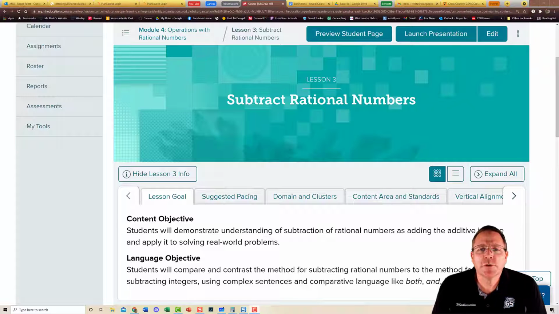Chapter 4, Section 3 is subtracting rational numbers, and I think you're going to find this lesson is very, very similar to the last lesson we did where we're adding rational numbers. Probably virtually identical, only there's going to be a minus sign instead of a plus sign in all of your problems. The content objective says students will demonstrate understanding of subtraction of rational numbers as adding the additive inverse and apply it to solving real-world problems.